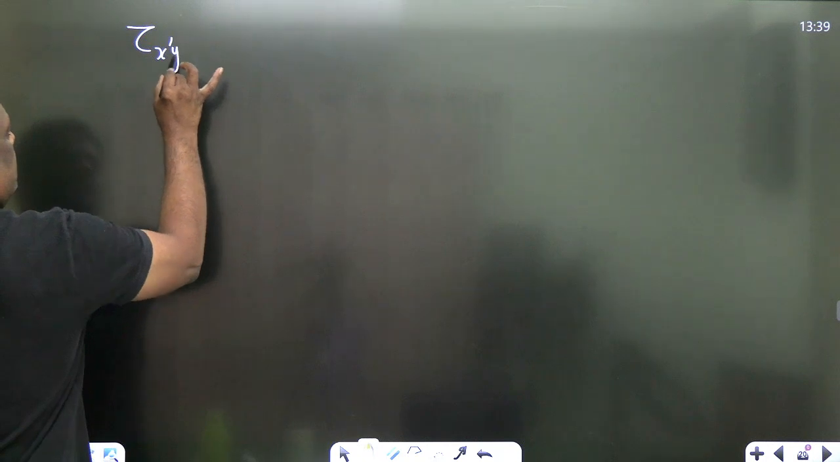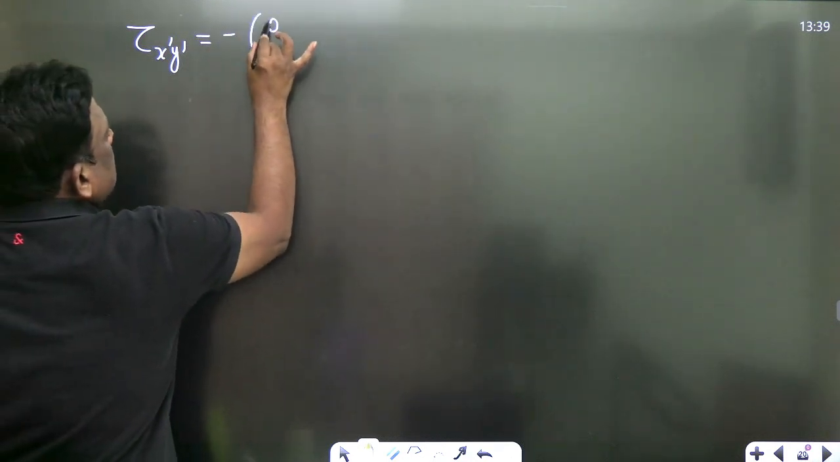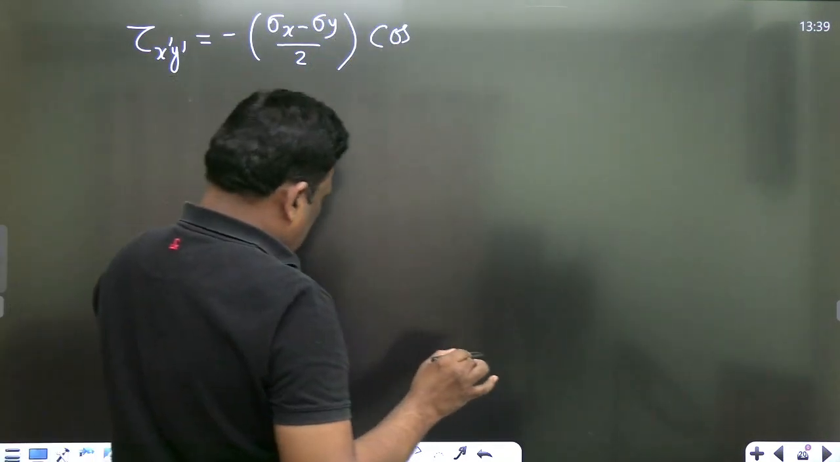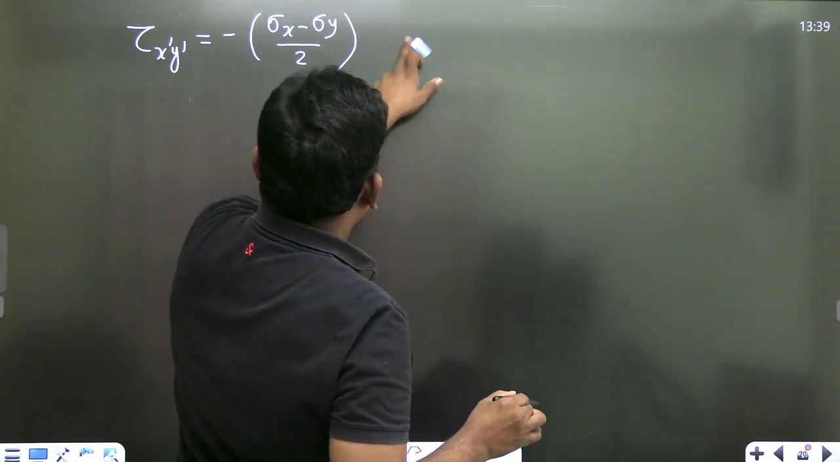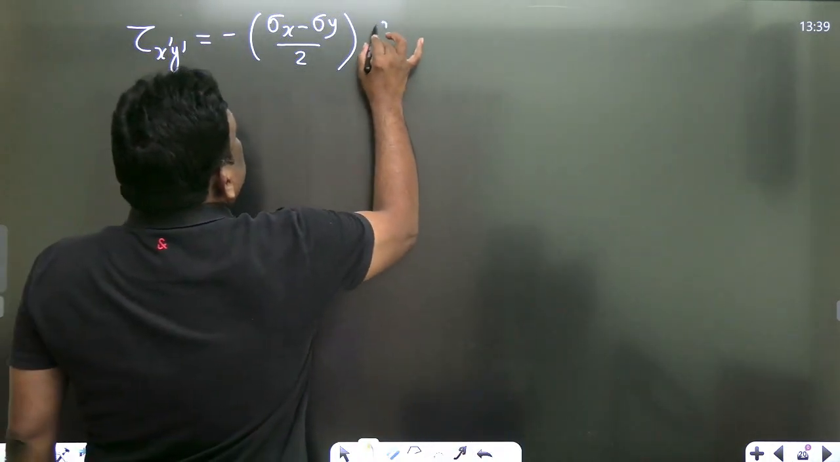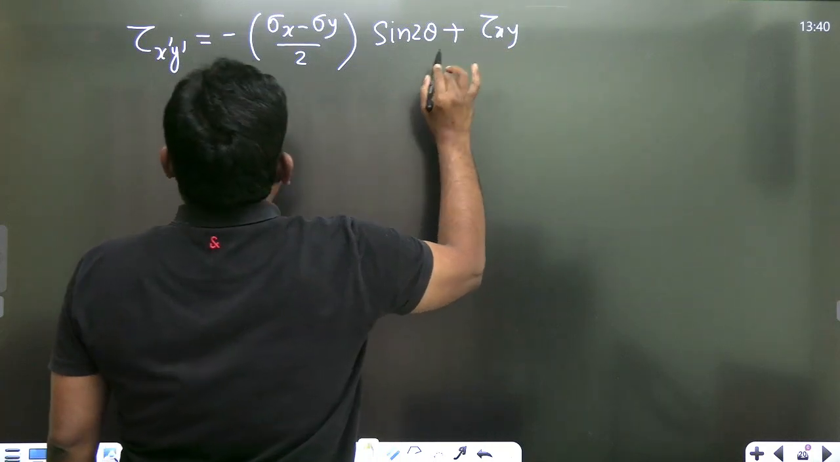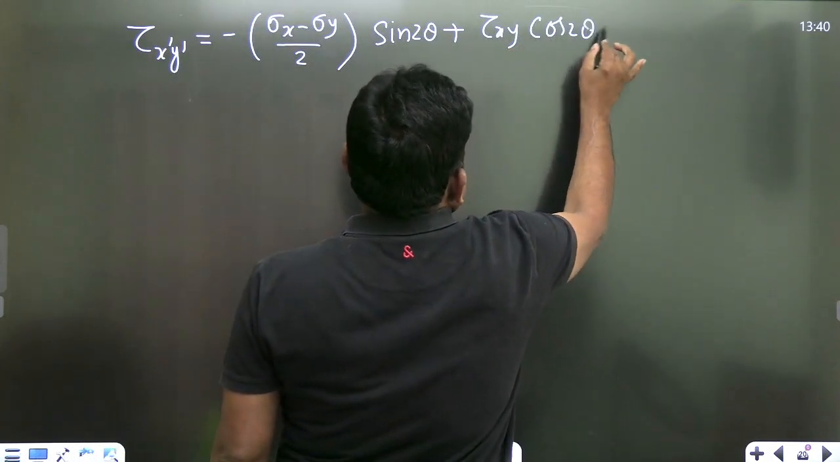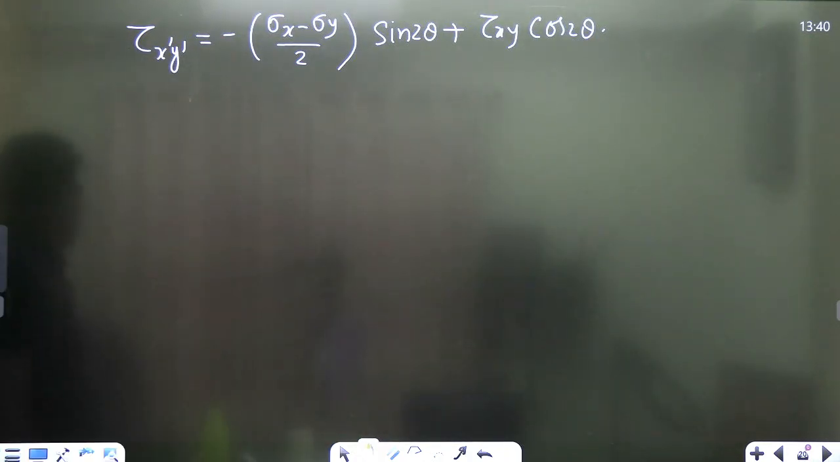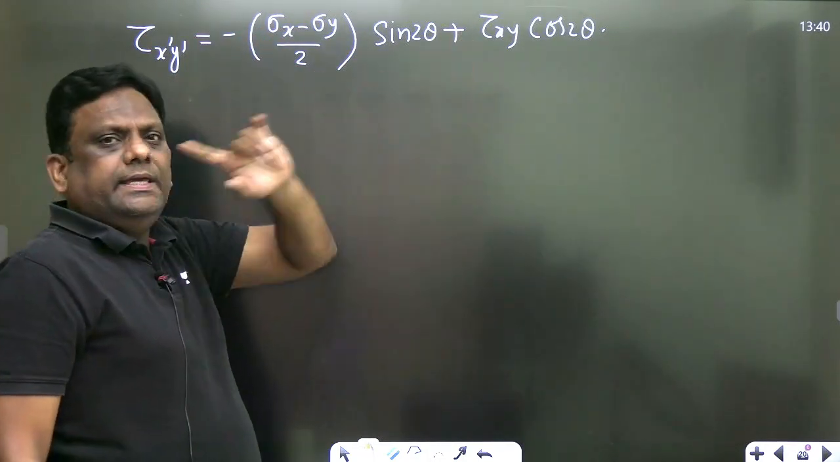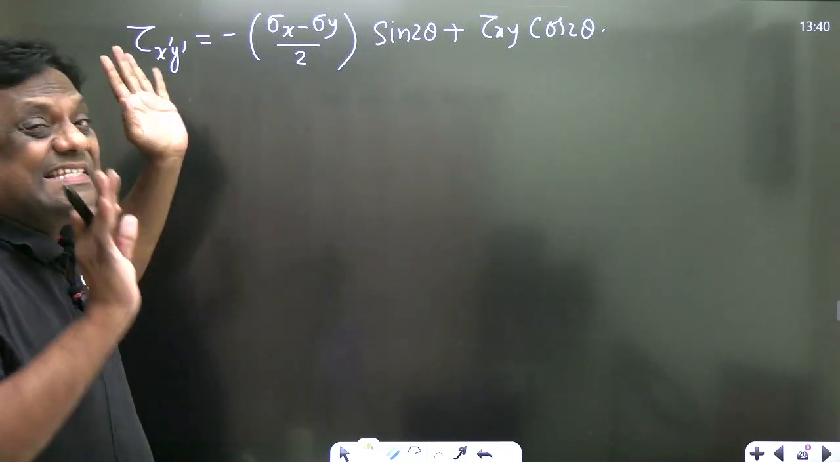We know that tau x dash y dash is equal to minus of sigma x minus sigma y by 2 into sin 2 theta plus tau xy cos 2 theta. This was the equation. Look at carefully. For shear stress: minus sigma x minus sigma y by 2 sin 2 theta plus tau xy cos 2 theta. ये मेरा equation था. But now I want shear strain.